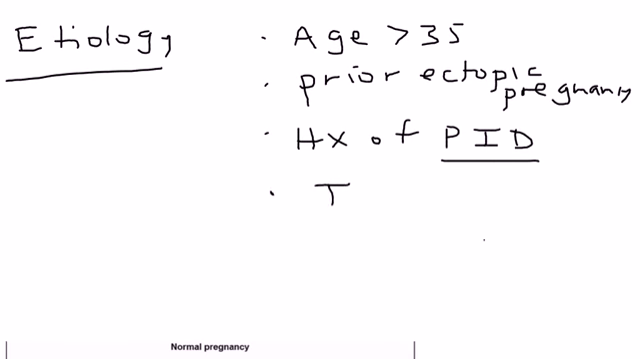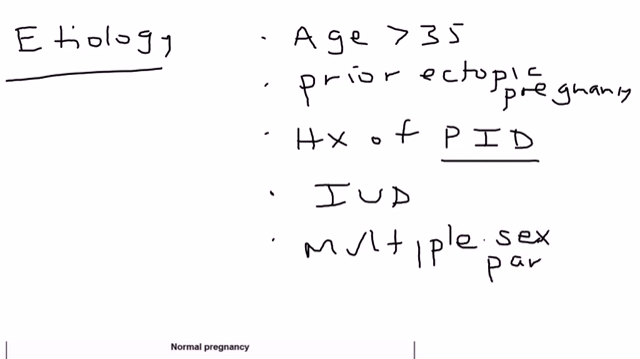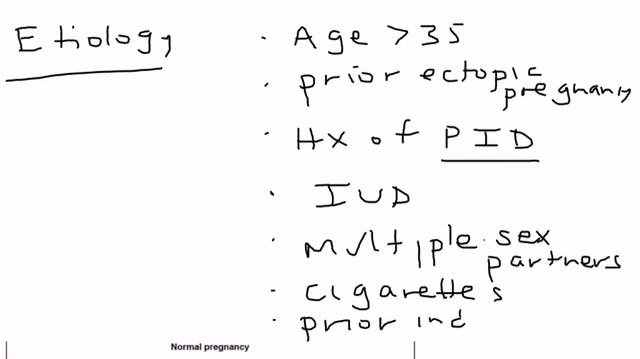The use of an intrauterine device for contraception, multiple sexual partners, and another important risk factor is cigarette smoking, interestingly. And another one is prior induced abortion. Emphasis on the word induced. So not a spontaneous, but induced abortion. So those are some of the reasons.